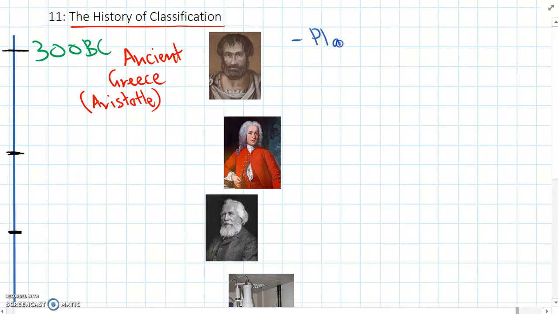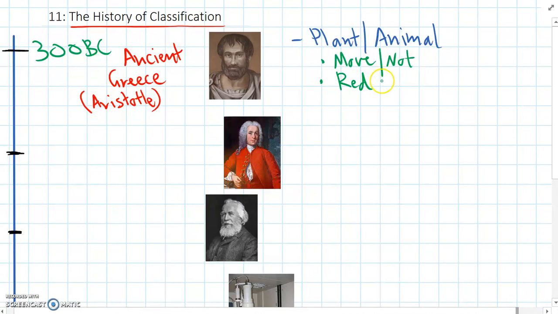He only came up with two groups though. He thought, let's classify living things as either a plant or an animal. And he based that on, does it move or does it not? And he also looked at the bodies of the living things and he said, does it have red blood or does it not? So this was quite a simple method of classifying living things, but it's one of the earliest examples that we know of people starting to classify living things.